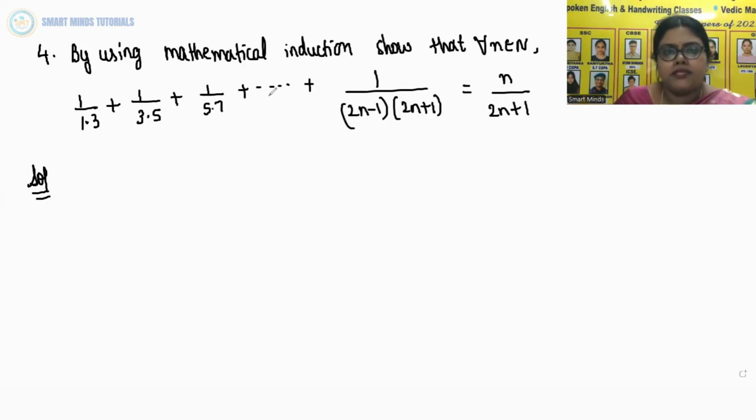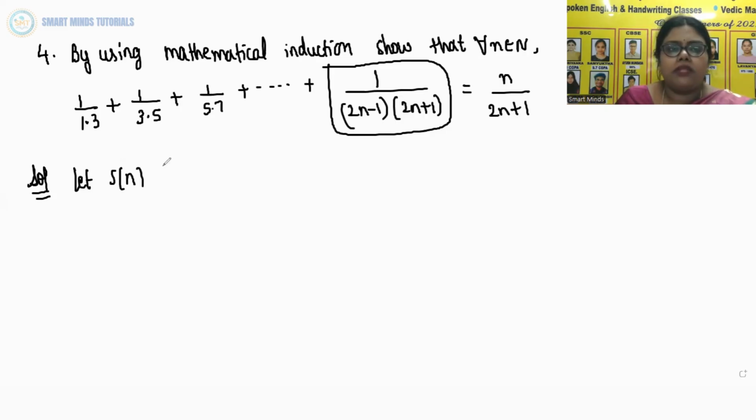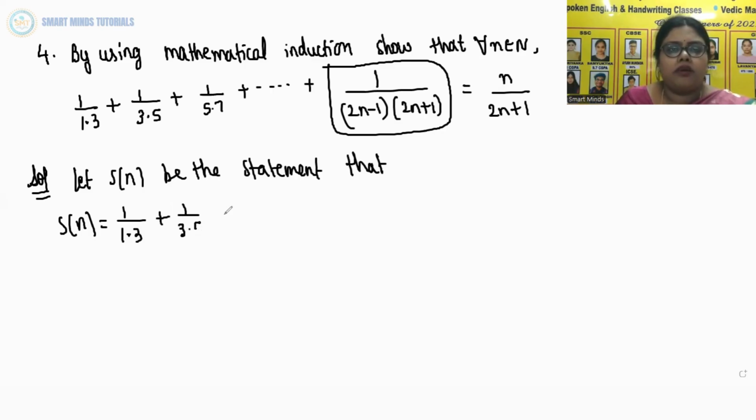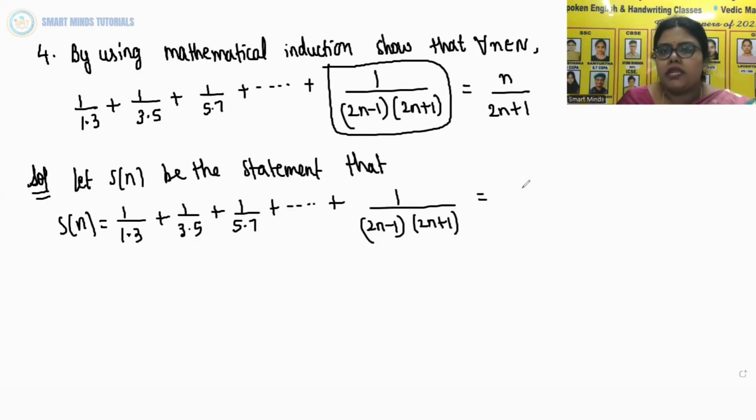So over here you can see nth term is given in the question. So we don't have to find it. So directly we will start with the statement. So let S of n be the statement that S of n is equal to 1 by 1 into 3 plus 1 by 3 into 5 plus 1 by 5 into 7 plus so on up to 1 by 2n minus 1 into 2n plus 1 is equal to n by 2n plus 1.